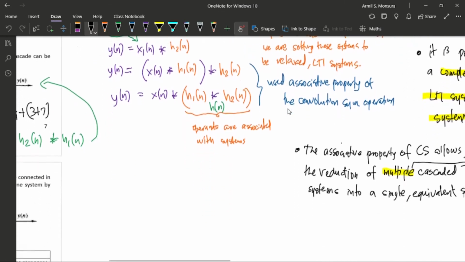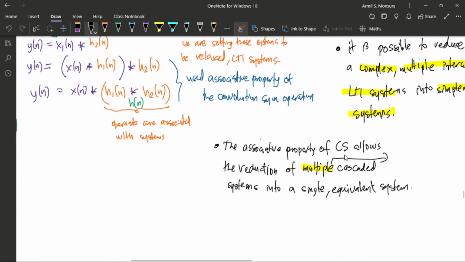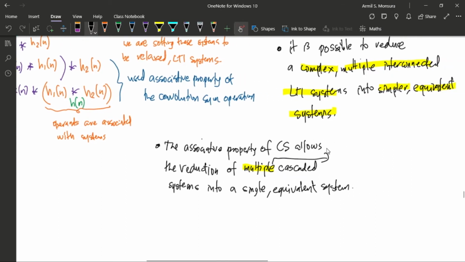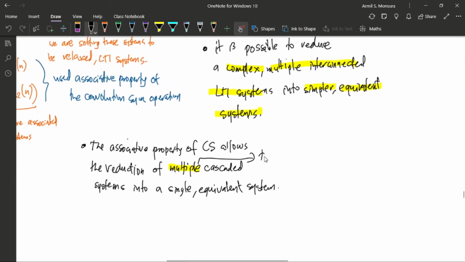Okay? The associative property of the convolution sum would allow you to reduce all of those cascaded systems into a single equivalent system. Okay, so it means that 2 or more. Okay.